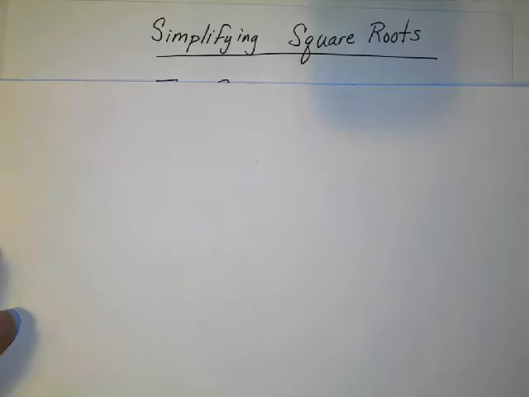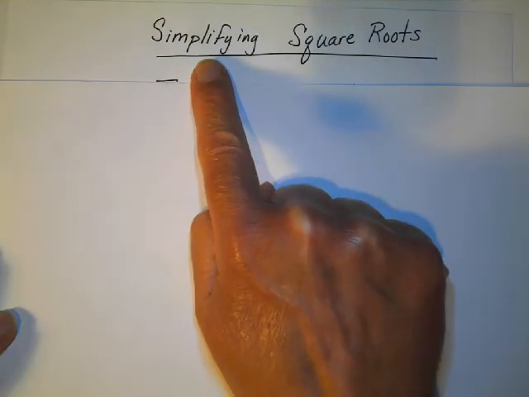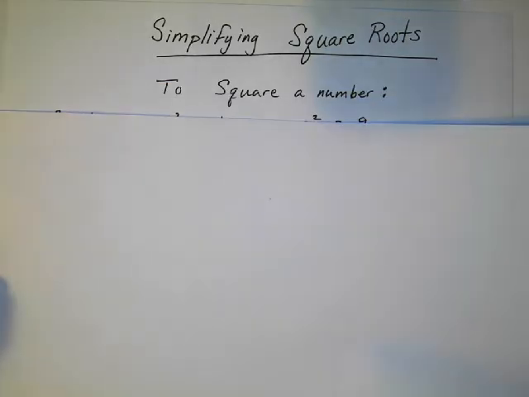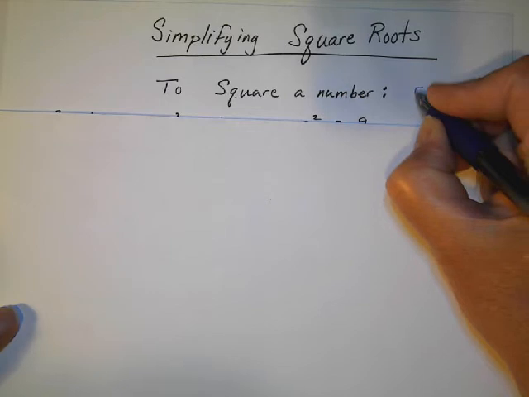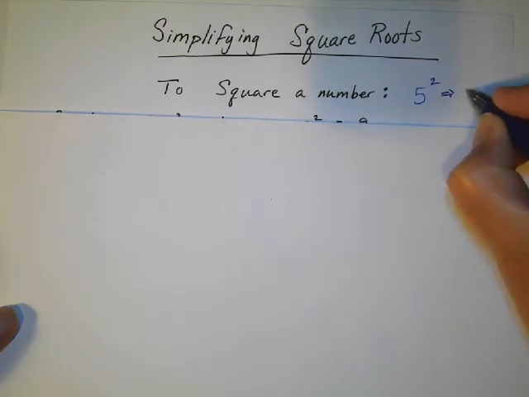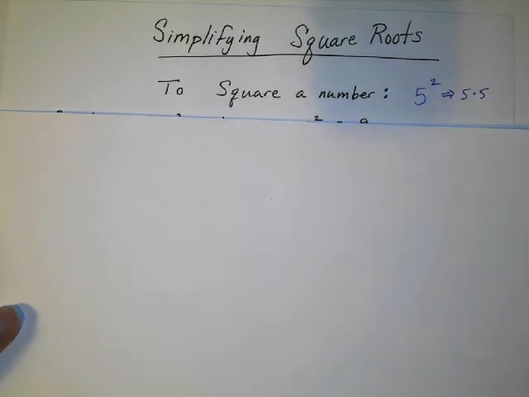Okay, so we're going to make a real quick video today, and our video is about the idea of how do you simplify square roots. So before we dig into this topic, remember to square a number means to take a number and take it to the power of 2, which implies that you take it times itself, 5 times 5.